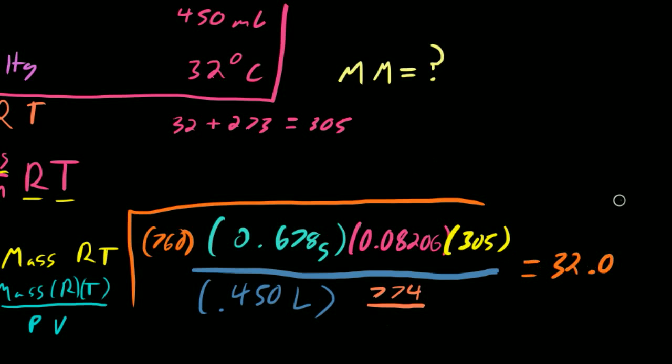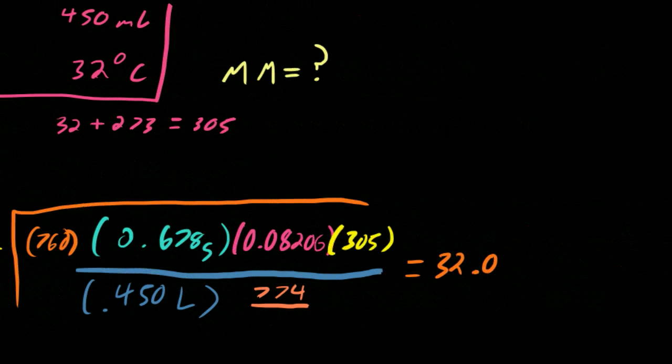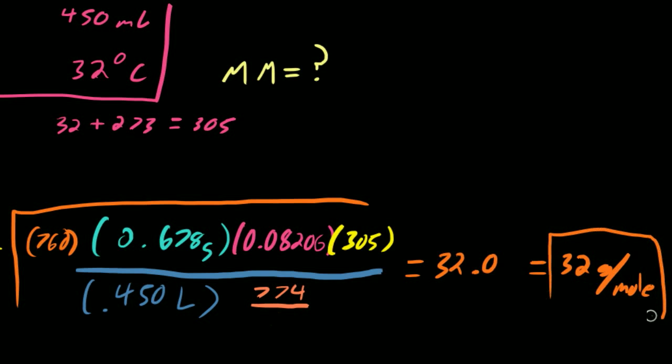And how many significant figures do we have? We had 3, I guess that's kind of ambiguous, but I think that was 3, and we had unequivocally 2 here, so we're going to report this to 2 significant figures, which is 32 grams per mole. And that is going to be the molar mass of this gas that we are trying to find.